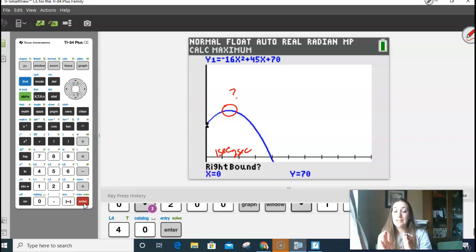So now I'm going to type in, it says right bound. Now I'm going to type in a guess that I know is after it. And I'm pretty sure 2 seconds is after it, but I might as well go a little bigger. I'm going to go 3 seconds.